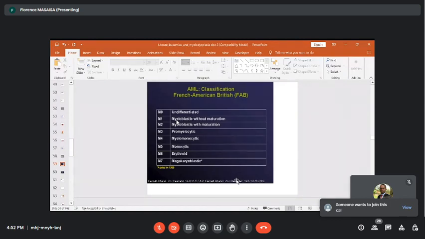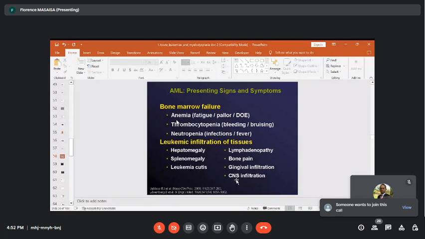So meaning that, by looking at this picture, the patient may present either with gum inflammation, going to the dental unit and coming back home, or even going to ophthalmology, because leukemic cells can infiltrate any part of the body.